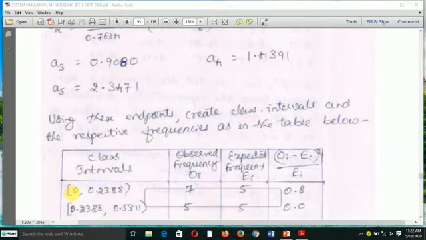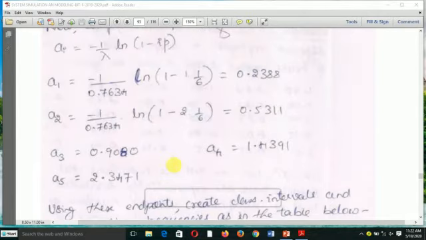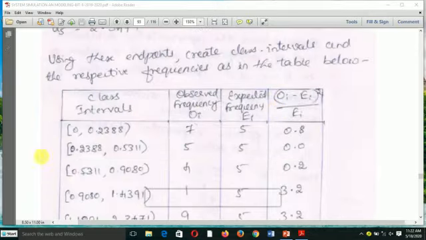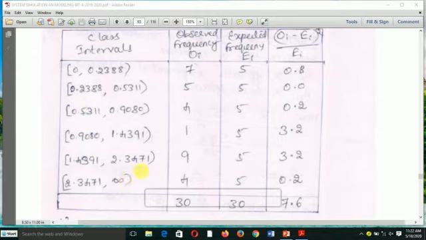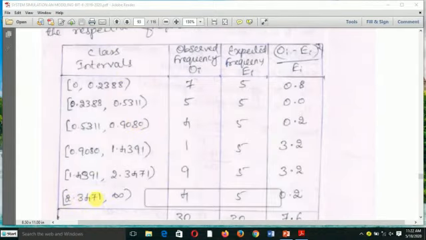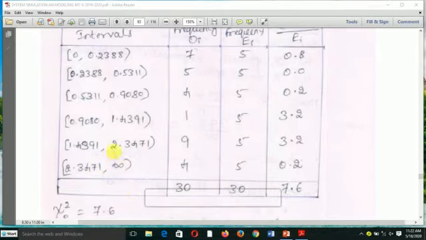So the first interval will be between 0 and 0.2388. The second one will be between 0.2388 and 0.5311 here. We will continue till the end. The last value will be this one, and the interval between this one and infinity, no problem. We can put 100, anything, no problem.